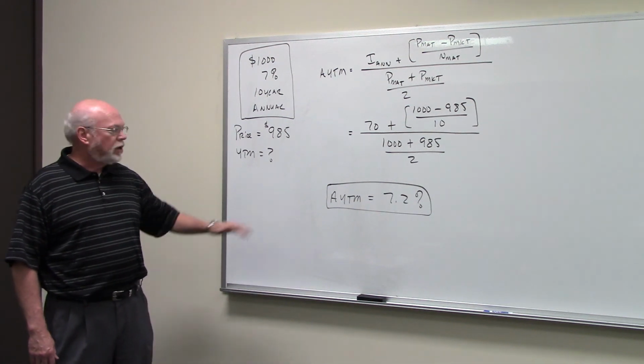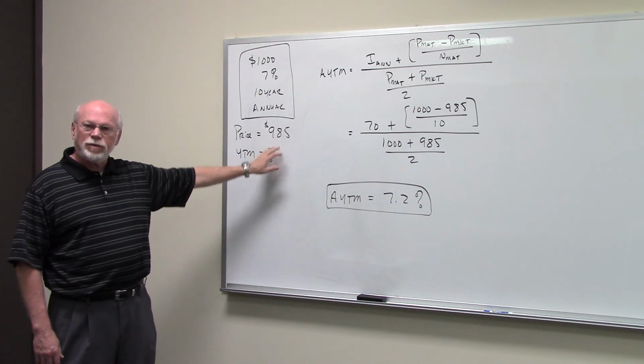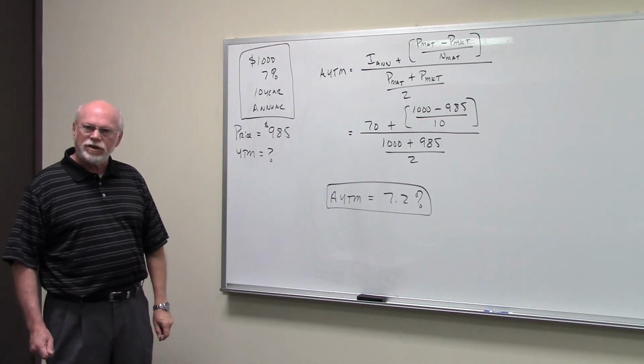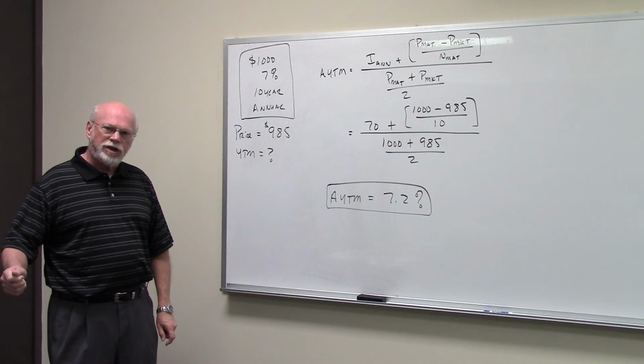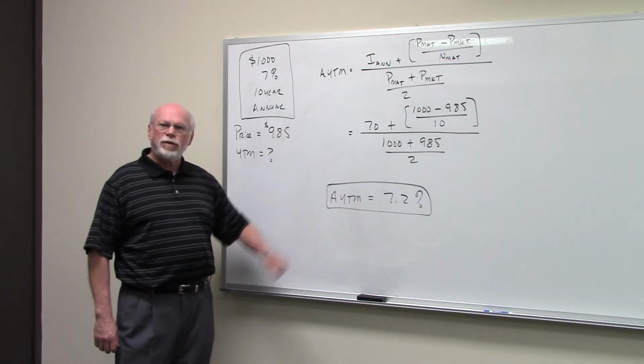So if you're an investor and you invest $985 in an investment, and from that investment you get $70 a year for 10 years, and then $1,000 10 years from now, your annualized rate of return on that investment is 7.2%.